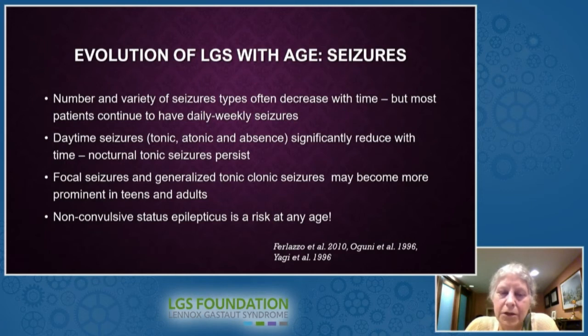The daytime seizures often reduce more significantly. The nocturnal tonic seizures usually persist, but again, can be quite subtle. And so it may not be recognized unless somebody is actually watching the person sleep or sleeping in the same room. And then over time, focal seizures as well as generalized tonic-clonic seizures can become more prominent. Non-convulsive status epilepticus usually reduces with time, but can be a risk at any age.